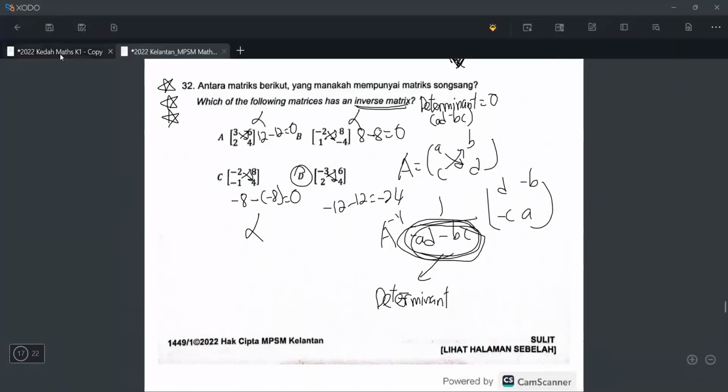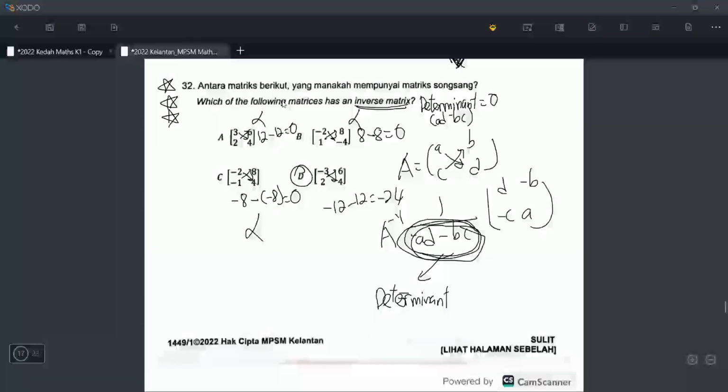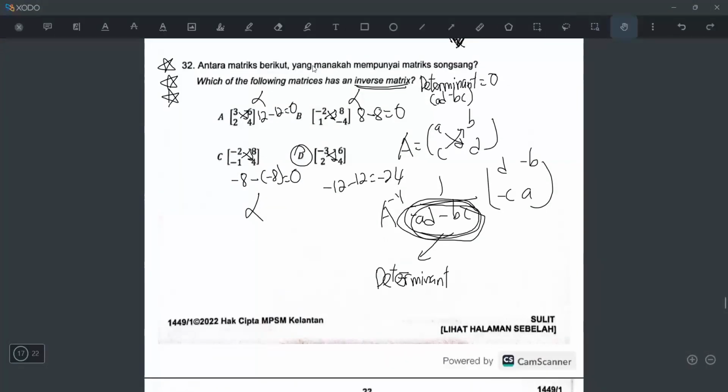But let's see the Kertas question. What is the difference here? The Kertas asks for what? Which of the following does not exist inverse? Means which of these has no inverse? It means the one with determinant 0, the one that has no inverse. Because if determinant is 0, it means the inverse doesn't exist. So that's why it's a little bit different. This one they ask which one does not have inverse, but in the Kelantan paper they ask which one has inverse.